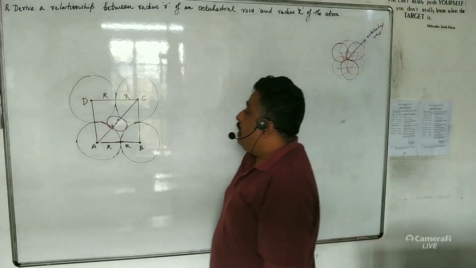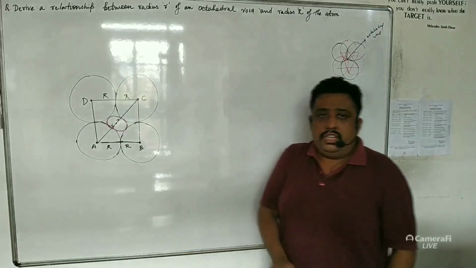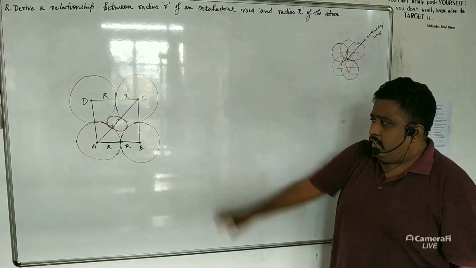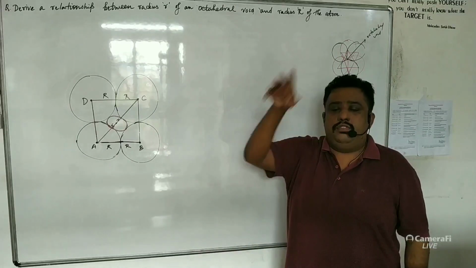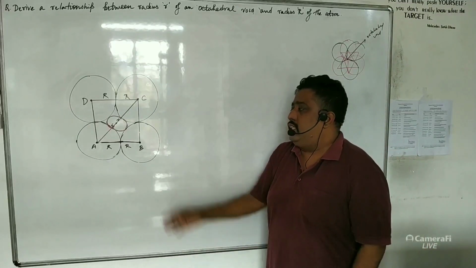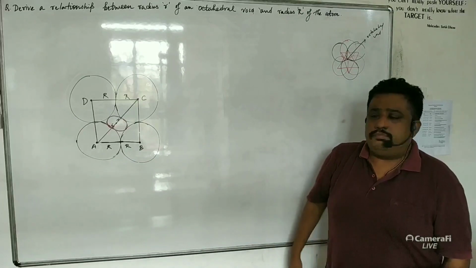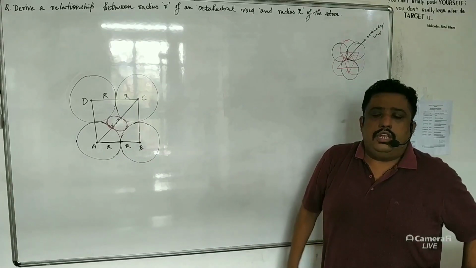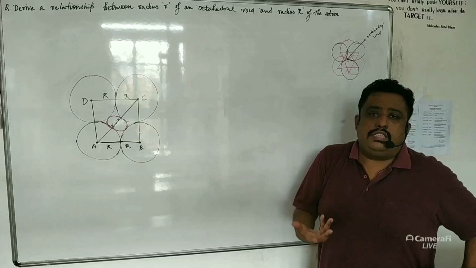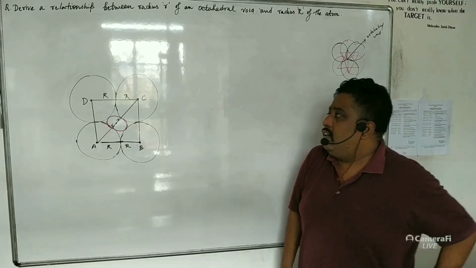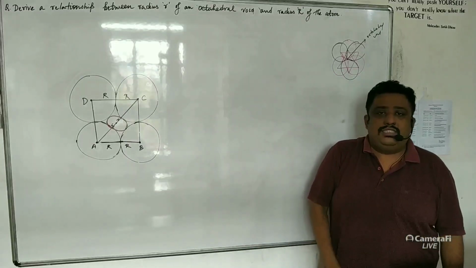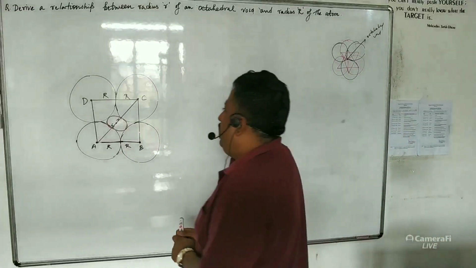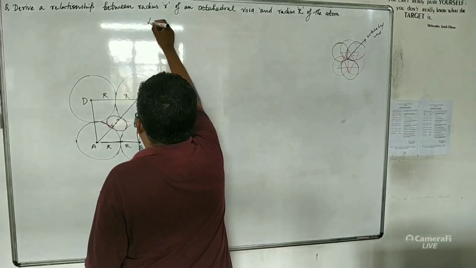Let me start the derivation straight away. Let us discuss how much smaller the void is compared to the radius of the atom, or how much larger the atom is when compared to the radius of the void. So let us derive a mathematical relationship for this. Let's get started, all of you. Kindly take your notebook and note it down as I do this derivation.